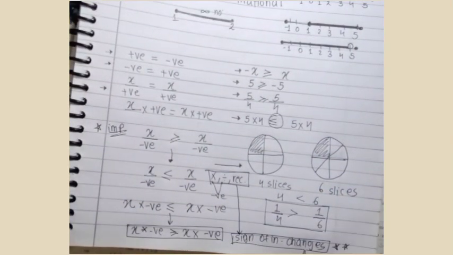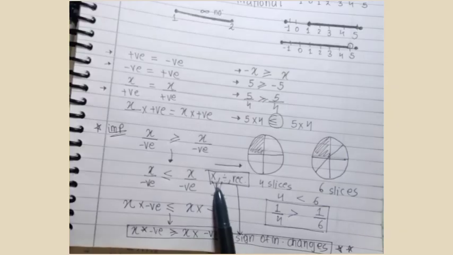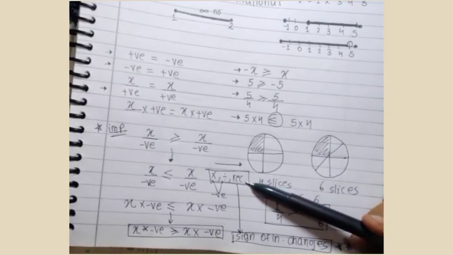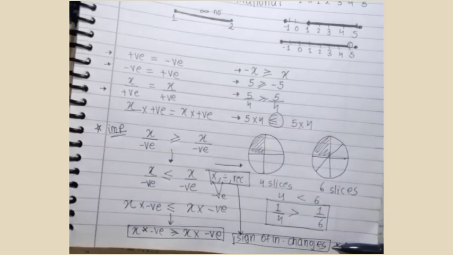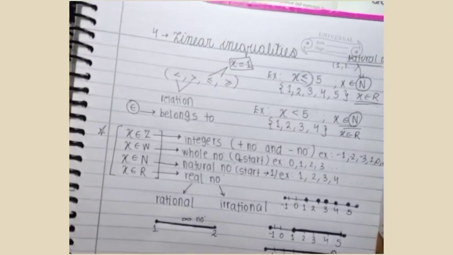And this sign of inequality changes in which conditions? If you multiply or divide by a negative number, or if you take the reciprocal of a number on both the sides, the sign of inequality automatically changes. You need to keep that in mind. Now we can even practice one or two questions to just boost up your confidence.